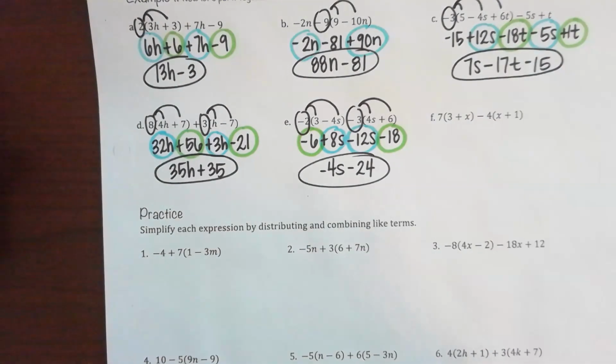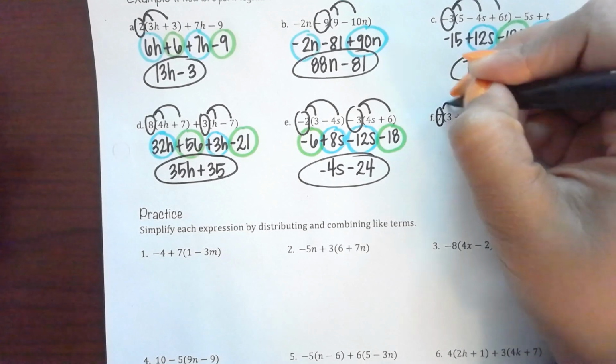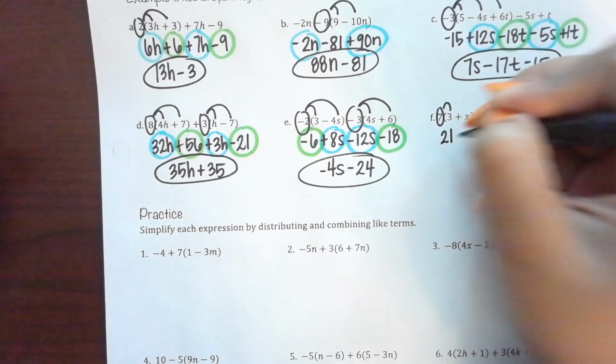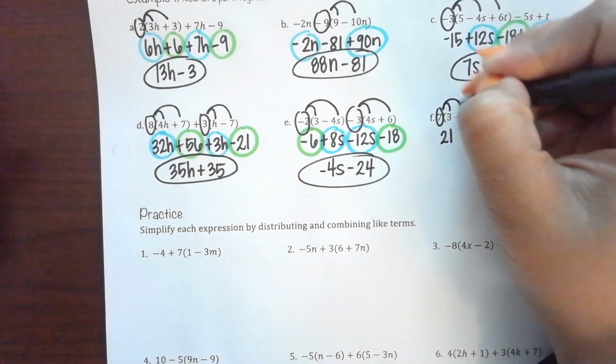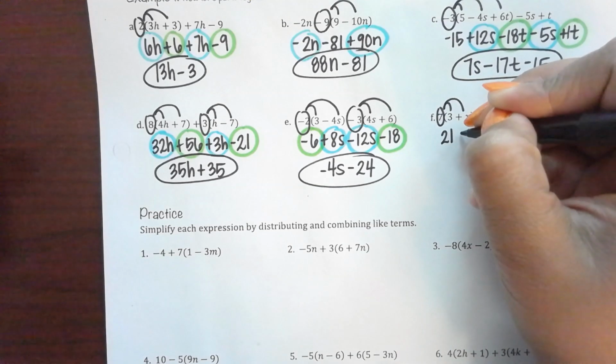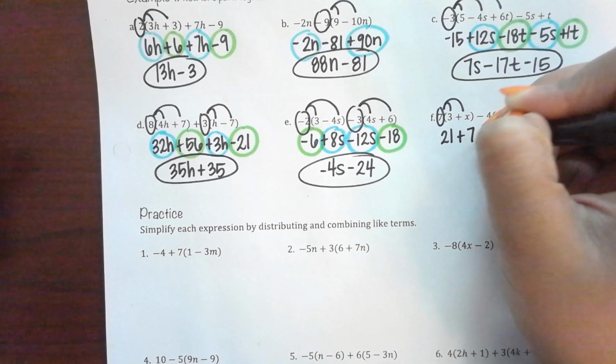Okay. So, looking at F, I have 7 times the quantity 3 plus x, minus 4x plus 1. Do 7 times 3, 21. Then 7 times 1 is 7. So, what should go behind this? Plus x. Plus 7x. There we go.